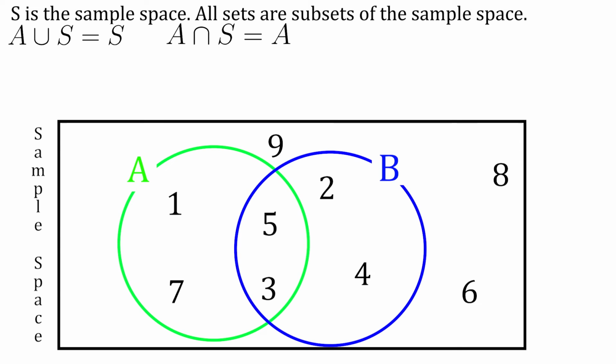There are some special properties of the sample space. A union S is equal to S because A has no elements to add to S in the union of A and S. A intersect S is equal to A because all the elements in A are in S, so the elements that are in both A and S are just all of the elements of A. These statements aren't just true when S is the sample space, but generally true when A is a subset of S.